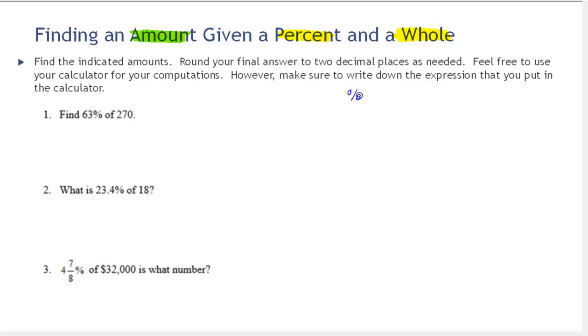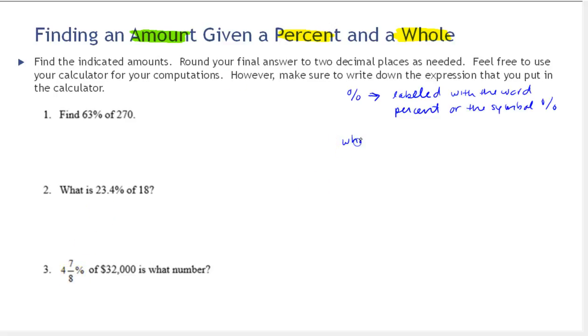The percent is easy to find. Let's put an arrow, not an equals, because it's labeled either with the word percent or the symbol for percent. Okay. So looking at these problems, I see 63%, 23.4%, 4 and 7/8%. And all of those are quantities. It doesn't say what percent is. In all cases, it tells us an actual quantity for the percent.